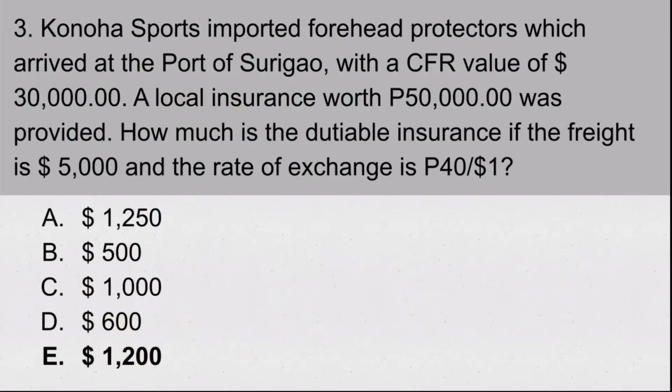Kunuha Sports imported head protectors which arrive at the port of Surigao with a CFR value of $30,000. A local insurance worth 50,000 was provided. How much is the dutiable insurance if the freight is $5,000 and the rate of exchange is 40 pesos to $1? Letter A, $1,250, B, $500, C, $1,000, D, $600, E, $1,200. So our answer here is $1,250, letter A. So here's the solution.